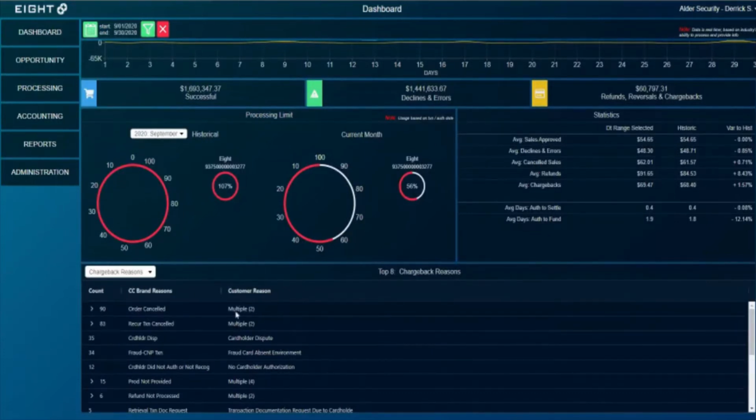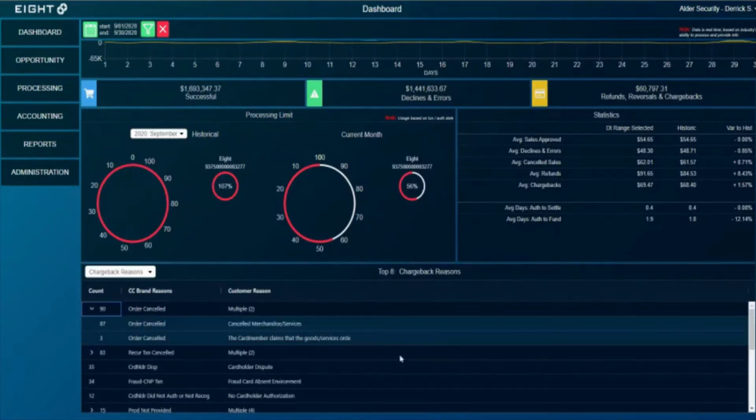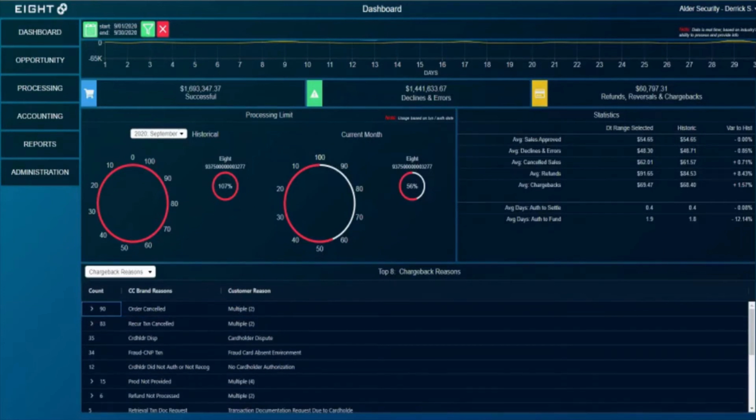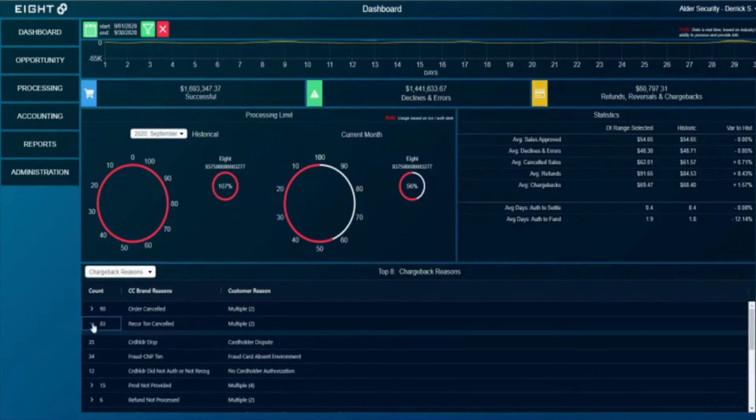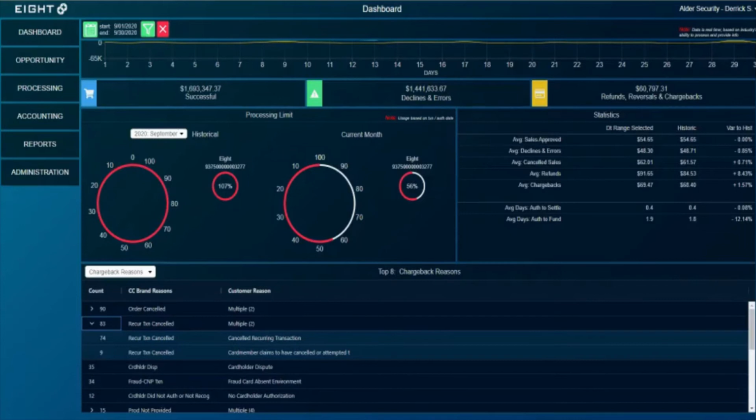They had 83. Now, any of these where it says multiple, I can click on that, and under the canceled orders, there's 2 reasons the customer stated. 87 said they canceled the merchandise, and then 3 people said that these were, what they're calling it, claims that the goods and services were canceled as well. So you can see what the industry says and what the customer writes, and the way that the bank deciphers that. A lot of times it's very close to each other.